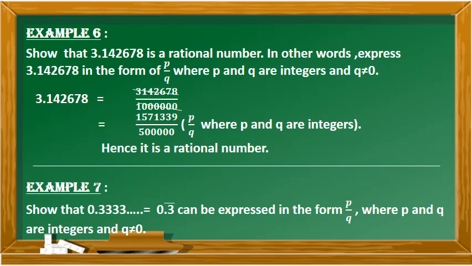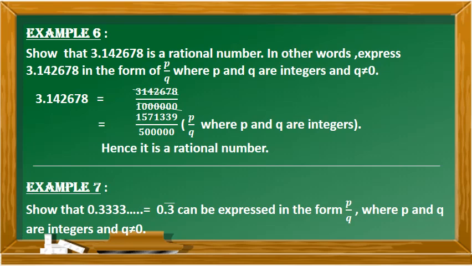Now both the numerator and the denominator get cancelled by 2, that is, it gets reduced. So both are divisible by 2, that is, it becomes 1571339 by 5 followed by 5 zeros, which is in the form of P by Q, where P and Q are integers. Hence, 3.142678 is a rational number.